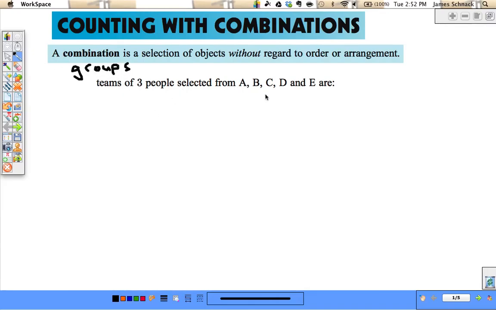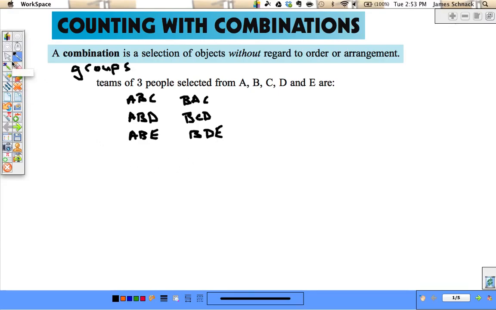Now if we look at teams of 3, selected from A, B, C, D, and E, we could have A, B, C. We could have A, B, D. We could have A, B, E. We could have B, A, C. We could have B, C, D. We could have B, D, E. We could have all these different ways.